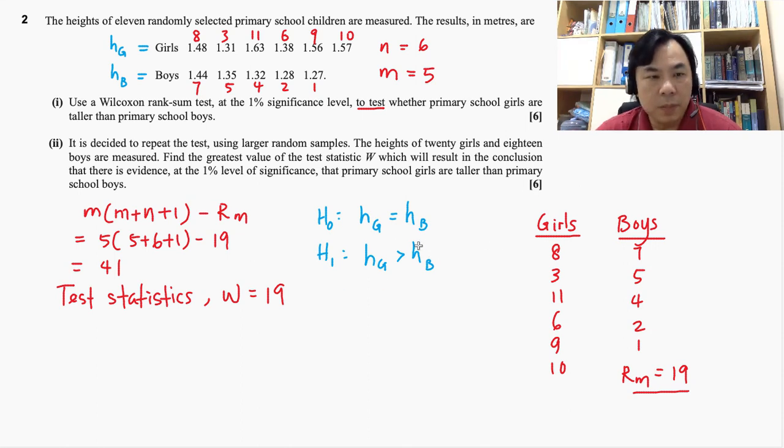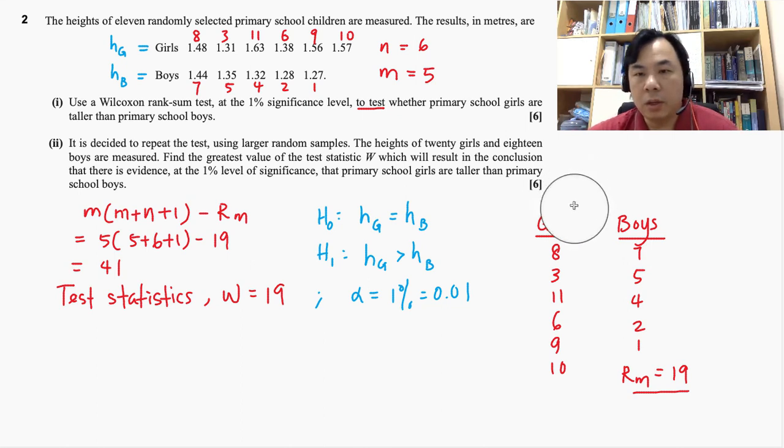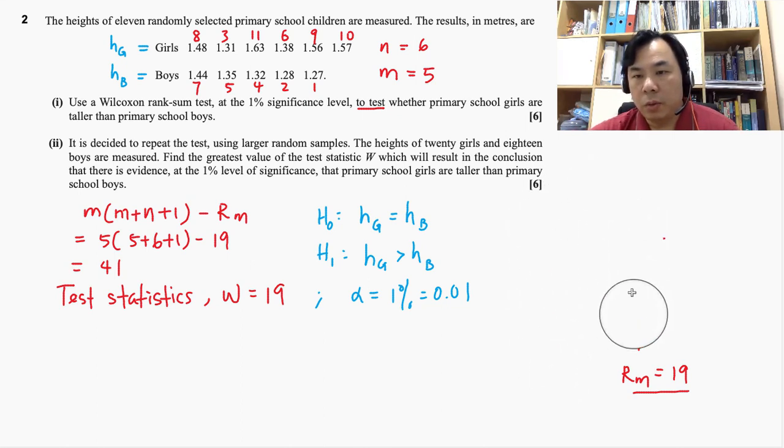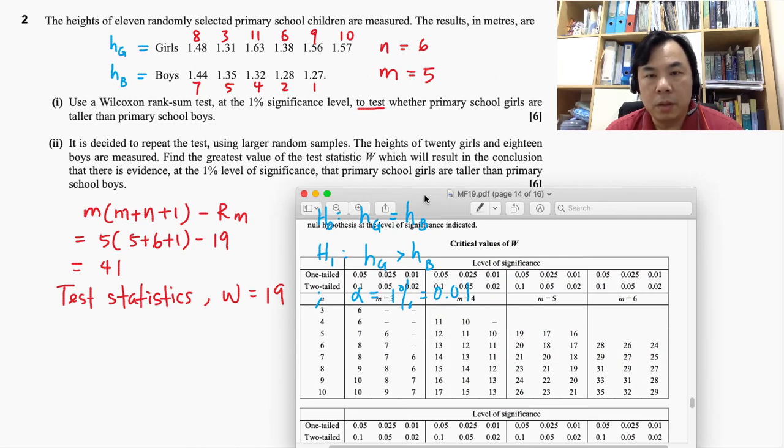So we are testing whether the primary school girls are taller than the primary school boys in this case, right? So based on this, okay, and then the alpha. Okay, now the significant level is 1%, or in this case is 0.01 here. Okay, so I'm going to erase this so that it's not very messy, so that I can show you the data booklet here. Okay, let's look at the data booklet. Okay, this is the data booklet here.